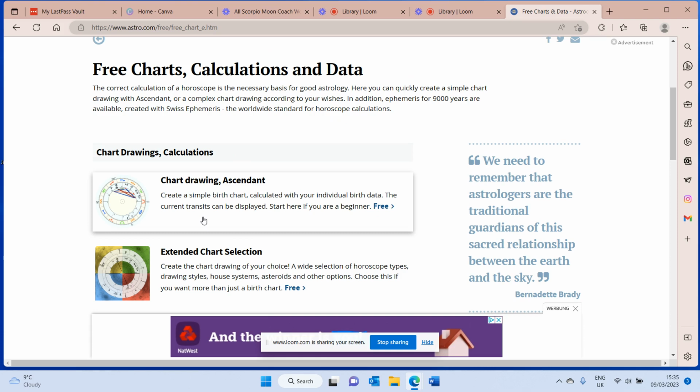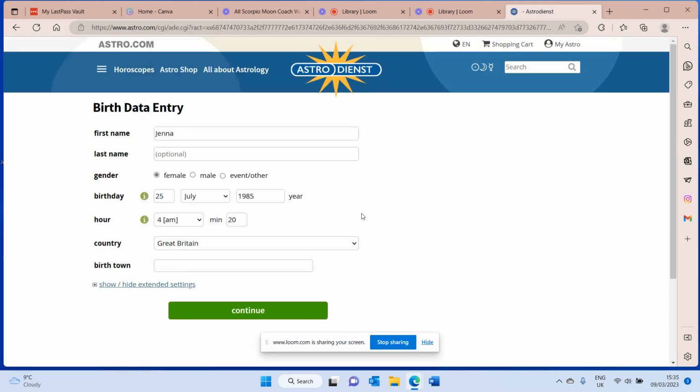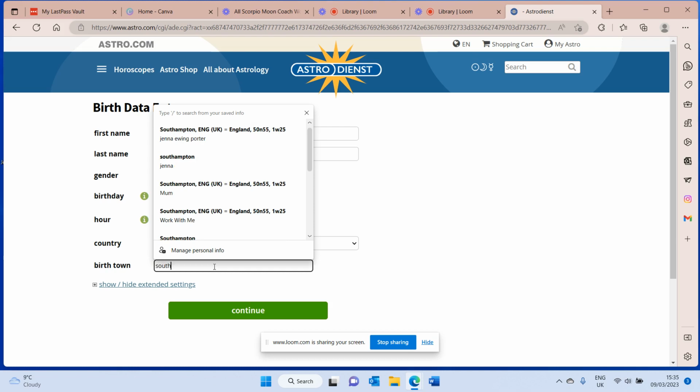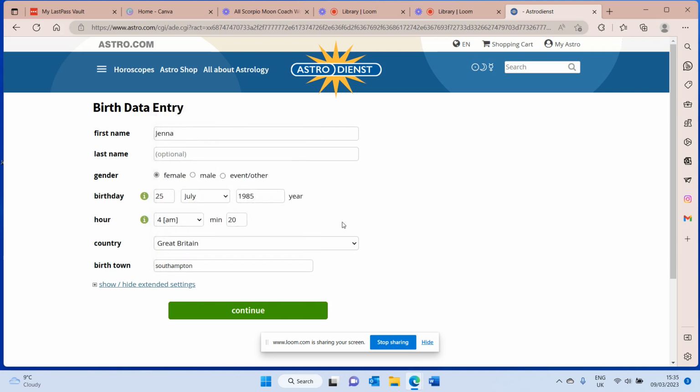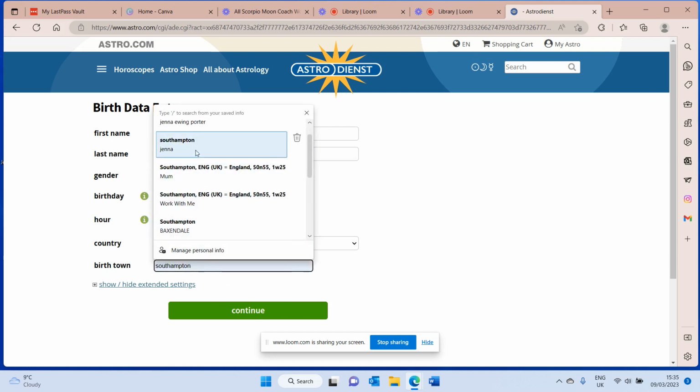So then all you have to do is type in your details. So Jenna, female, my date of birth. So you pop this in here, 1985, and then the time of birth. The time of birth is so important. If you don't know your time of birth, unfortunately, you won't be able to do this because it won't give you an accurate birth chart. So if you don't know your birth time, try and find that out.